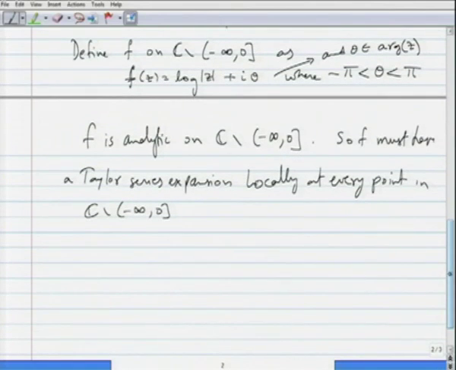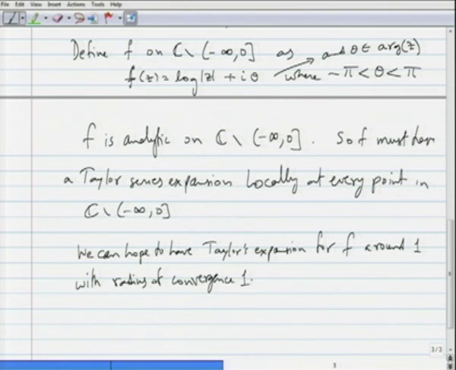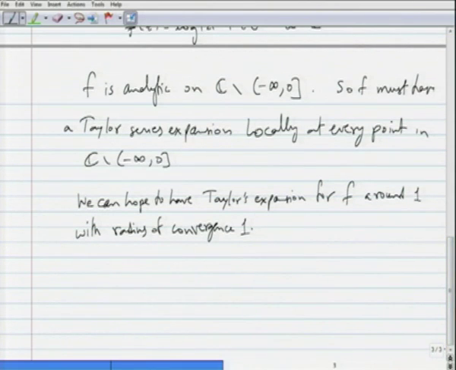So, we can hope to have a Taylor expansion for f, that branch of logarithm, around the point 1, with radius of convergence 1. Okay, and let us try to get the Taylor series expansion. Well, instead of finding the derivatives etcetera directly, once again we will resort to indirect methods.